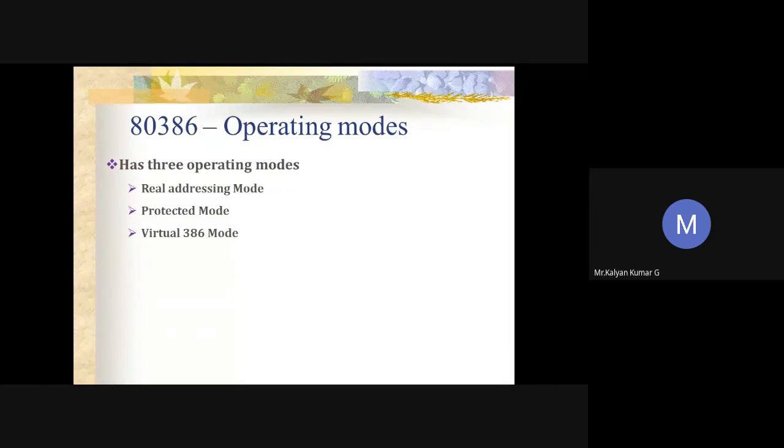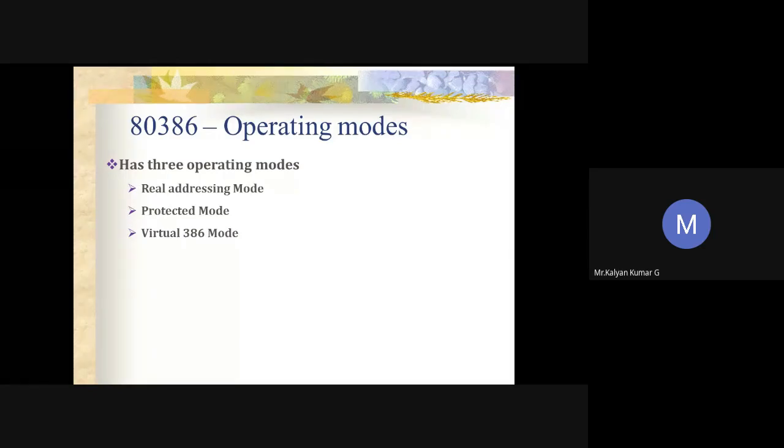Previously we saw the function of this paging unit. The main function of the paging unit is to convert your linear address into a physical address. And then moving on to virtual 386 mode. Any idea? The first two are the same as the modes that we discussed in 80286. The last one is the virtual 8086 mode.